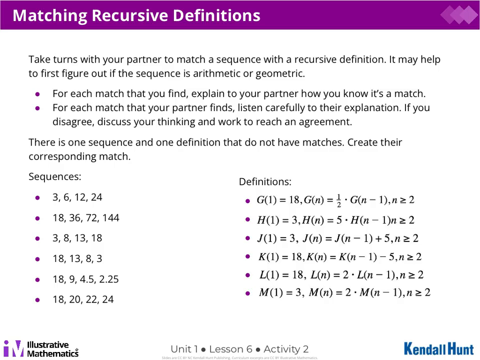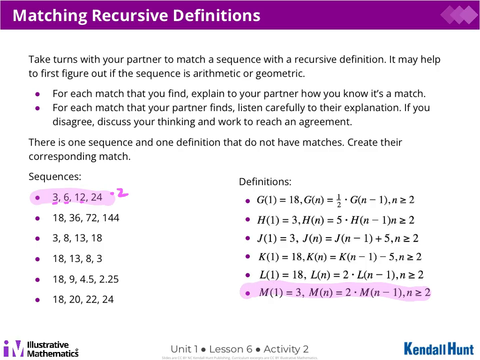So for this activity, Lesson 6, Activity 2, we have to match the sequences with the definitions. All right. Now, our first one: 3 plus 3 is 6, plus 3 is 9. That doesn't work. So let's try 3 times 2 is 6. 6 times 2 is 12. Our first term is 3. We're multiplying by 2. So all we need, the most important things, are the first term and the change. The first term is 3. So H, J, and M have 3. But which one multiplies by 2? So this one. So this one, first term goes with this one.